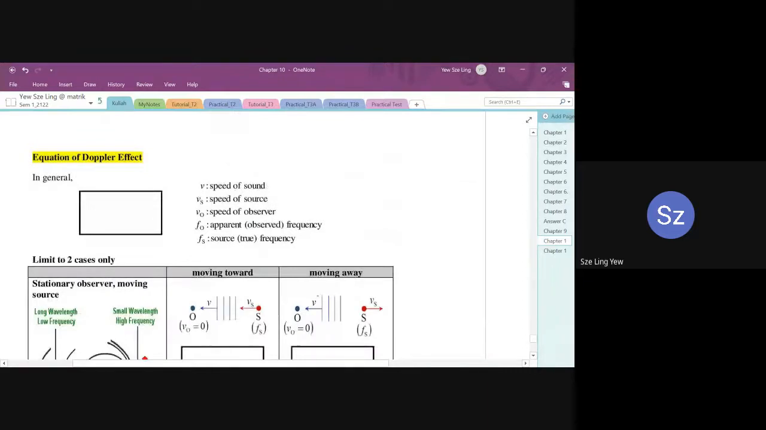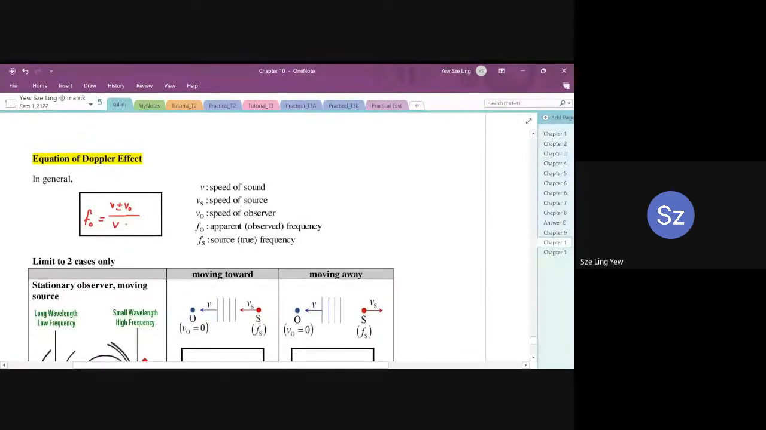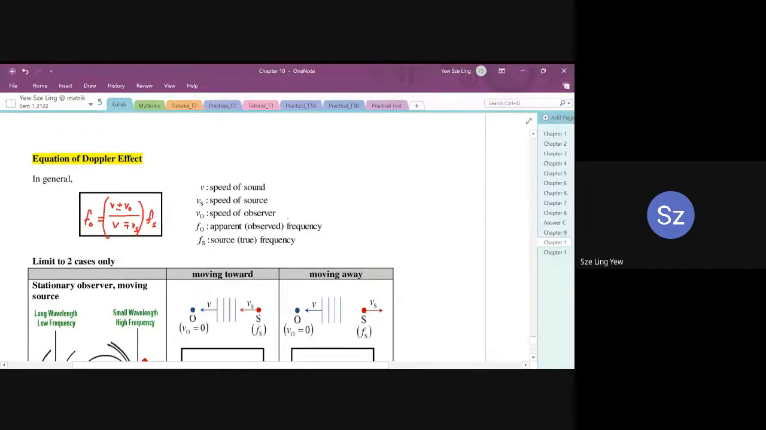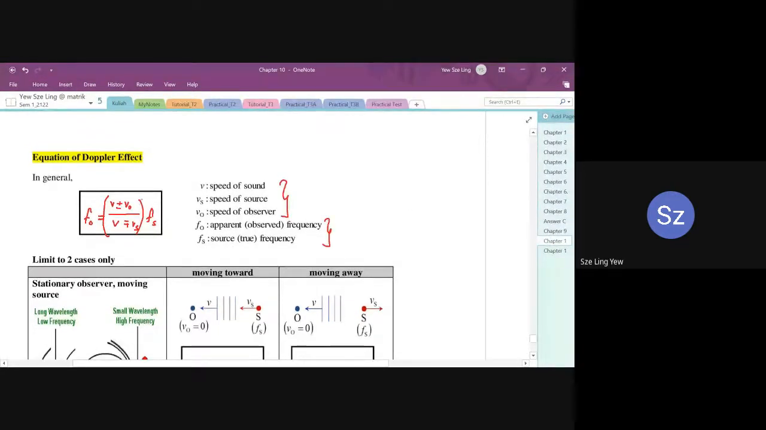So the general equation that we use to find the frequency received by the observer above is f_o equals f_s times (v plus or minus v_o) over (v minus or plus v_s). Well, you can still write plus minus, minus plus, it actually doesn't matter. Just make sure you have the right subscripts, because in this one equation you have three different speeds and two different frequencies.